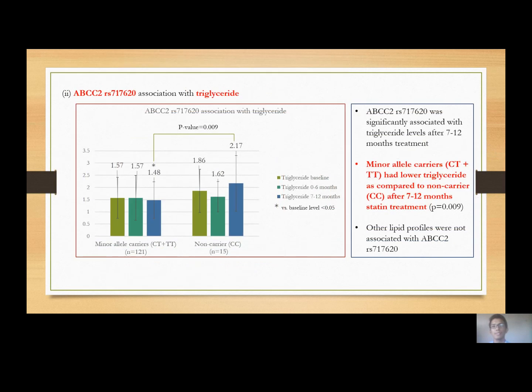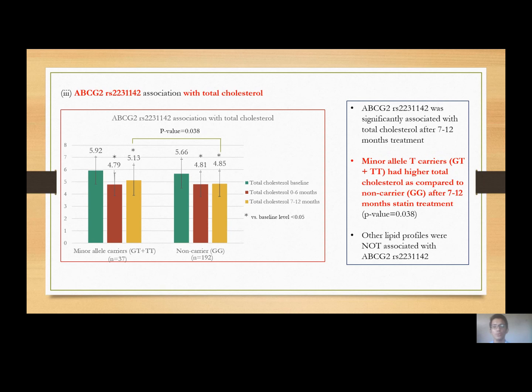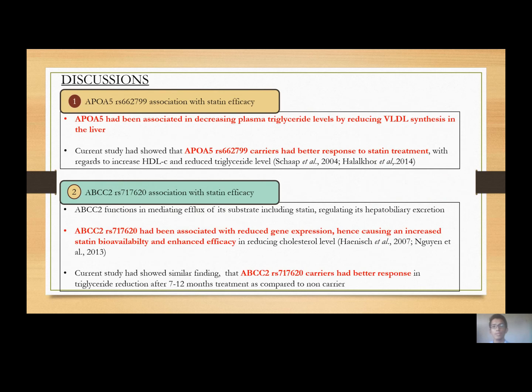Next SNP is ABCC2 RS717620, in which you can see in the figure that the minor allele carriers had a lower triglyceride as compared to non-carriers after 7 to 12 months of statin treatment. And finally, for ABCG2 RS2231142, you can see that minor allele carriers had higher total cholesterol as compared to non-carriers after 7 to 12 months of statin treatment.